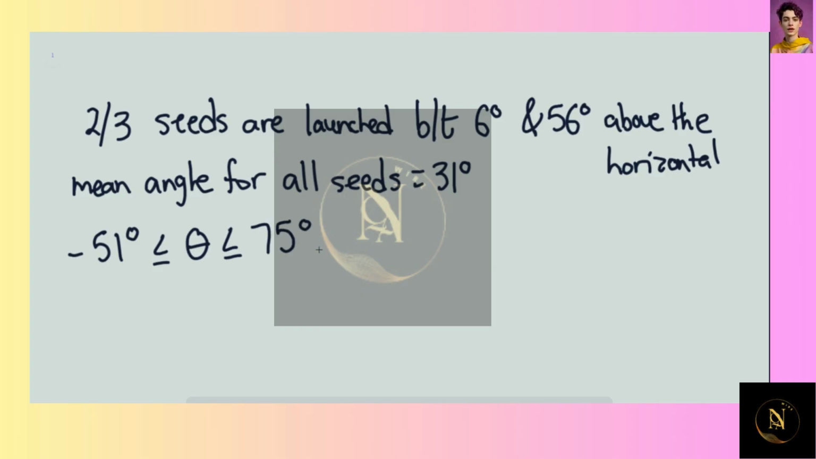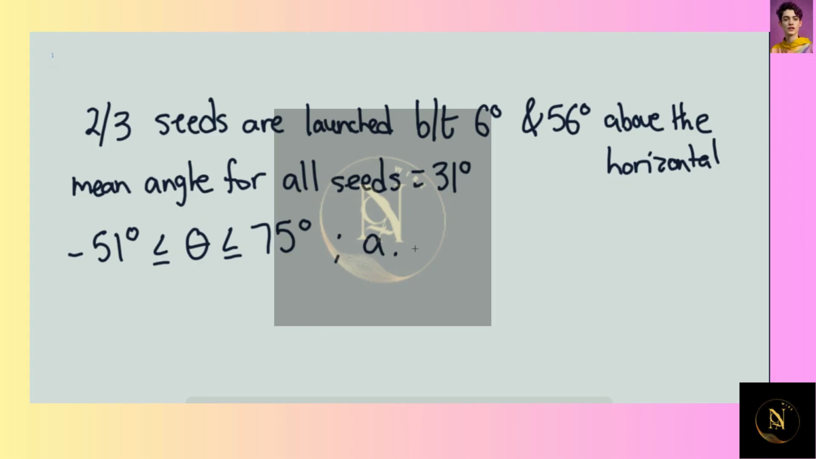So clearly, most of the seeds are launched above the horizontal, if more than half the seeds are launched between 6 degrees and 56 degrees. So in order for choice A to be correct, the seeds would need to cluster around 90 degrees. One of the hypotheses is A: seeds are preferentially launched at angles that maximize the height.